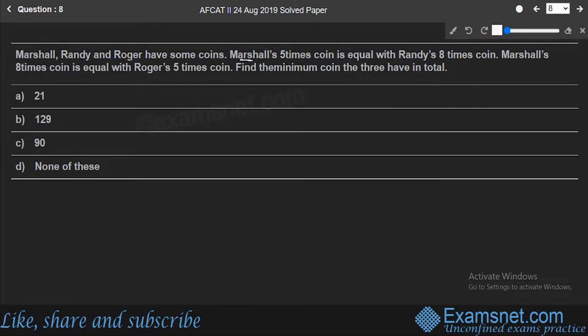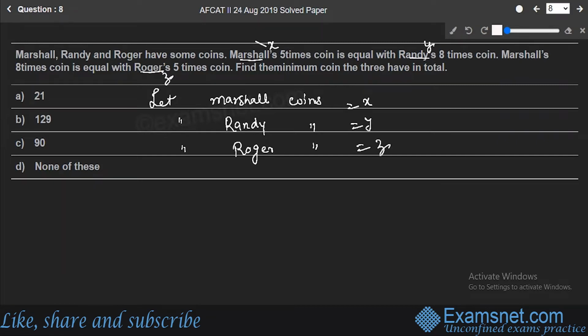So first of all, let Marshall have x coins, Randy have y coins and Roger have z coins. According to the question, the very first line says Marshall's 5 times coins are equal to Randy's 8 times coins. So that means 5x is equal to 8y, or you can say y is equal to 5x upon 8. This is the first case.